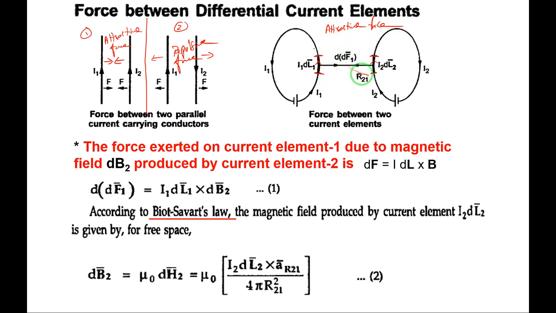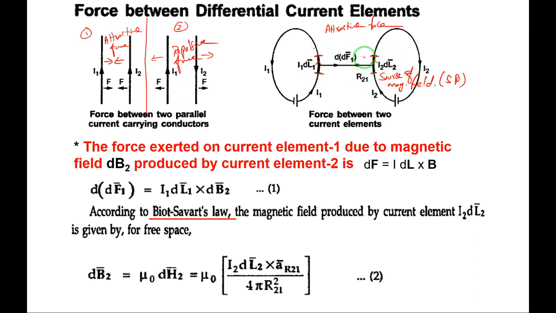Okay, fine. Next, observe here, I want to find out what is the force exerted on current element 1 due to the magnetic field generated by current element 2, right? Let us assume that this is the source of magnetic field, or else we'll call it a source point, which is generating magnetic field, because every current carrying conductor has a magnetic field surrounding it, right? So let me assume this as a source. So I want to find out what is the force experienced by current element 1 due to the magnetic field generated by current element 2.